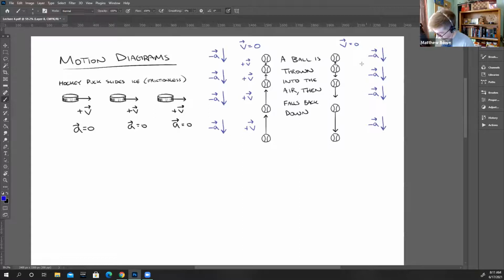But then as we get onto this side of the arc of the ball, it will begin to speed up. This negative acceleration starts to make this a negative velocity. It's very small. This arrow represents how quick it's moving. And it just gets larger and larger, negative acceleration.